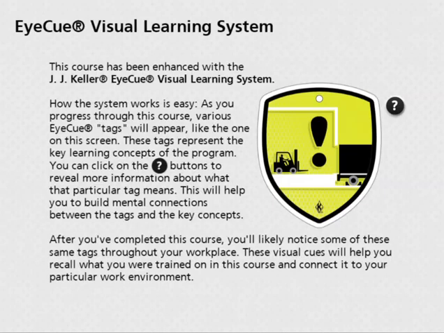This course has been enhanced with the J.J. Keller EyeCue Visual Learning System. How the system works is easy. As you progress through this course, various EyeCue tags will appear, like the one on this screen. These tags represent the key learning concepts of the program. You can click on the buttons to reveal more information about what that particular tag means. This will help you to build mental connections between the tags and the key concepts.